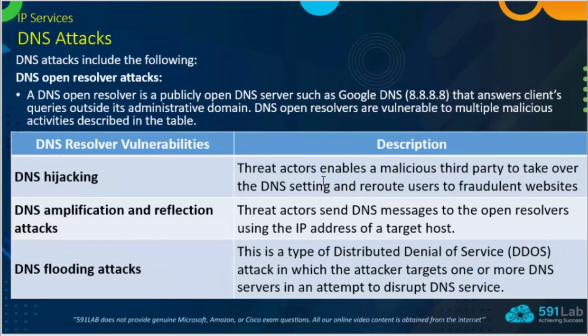So the threat actor has already sniffed into your DNS and is then using your own valid IP address to do name resolution to the public address. Then we also have the DNS flooding attack. This is a type of distributed denial of service attack in which the attacker targets one or more DNS servers in an attempt to disrupt those DNS services. So they are trying to deny the organization from using their DNS services, thereby attempting to disrupt that DNS service.